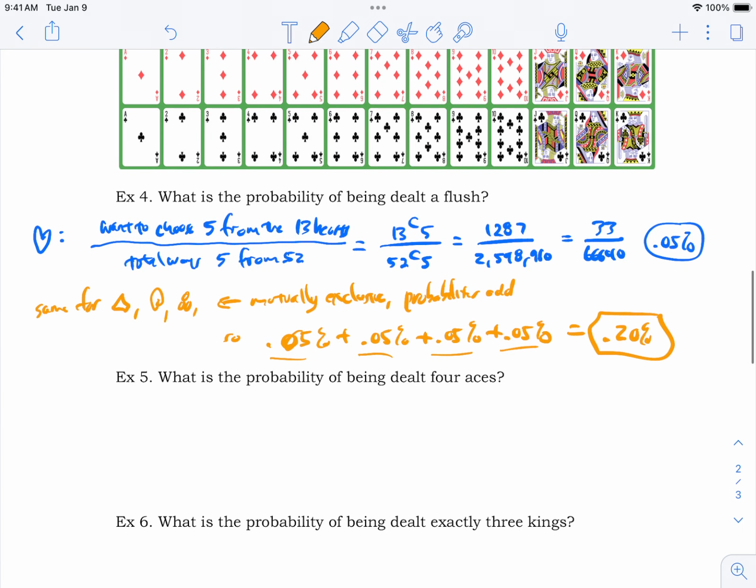Okay, let's look at this next one. How about just getting dealt 4 aces? That's a good hand. In fact, it's better than a flush. That's interesting. It's better than a flush, so we expect this to be a lower probability, right? So let's find out: the probability of being dealt 4 aces. What do we want? We want all 4 aces, right? Now, we have to have 5 cards in our hand, so all 4 aces and another card. That's going to be our hand. And again, the total possible hands is going to be 52 choose 5.